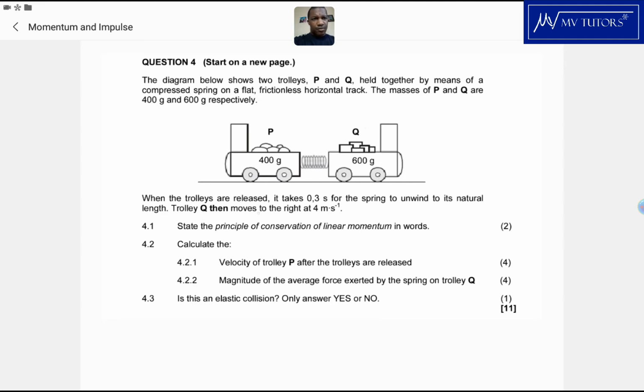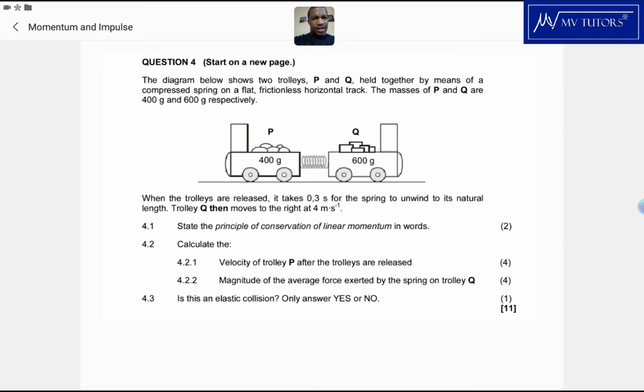Trolley Q then moves to the right at 4 meters per second. There's Q. It moves after you release them. You release the spring from compression, it stretches out. So Q, we're told, moves to the right.